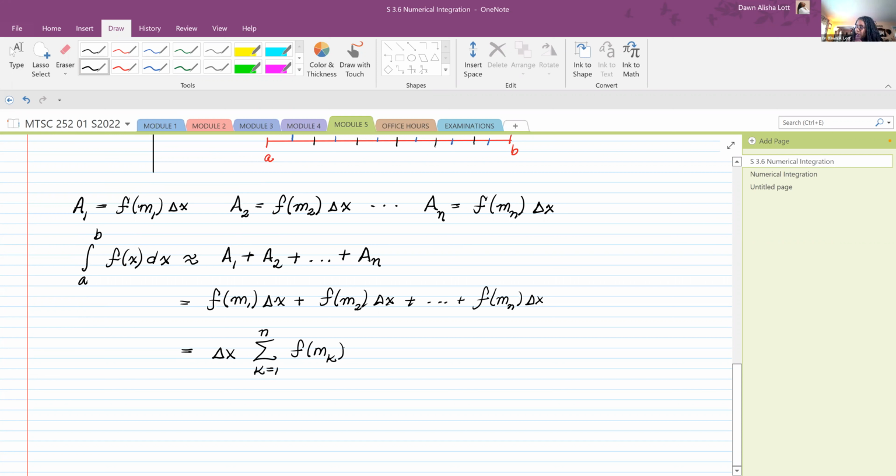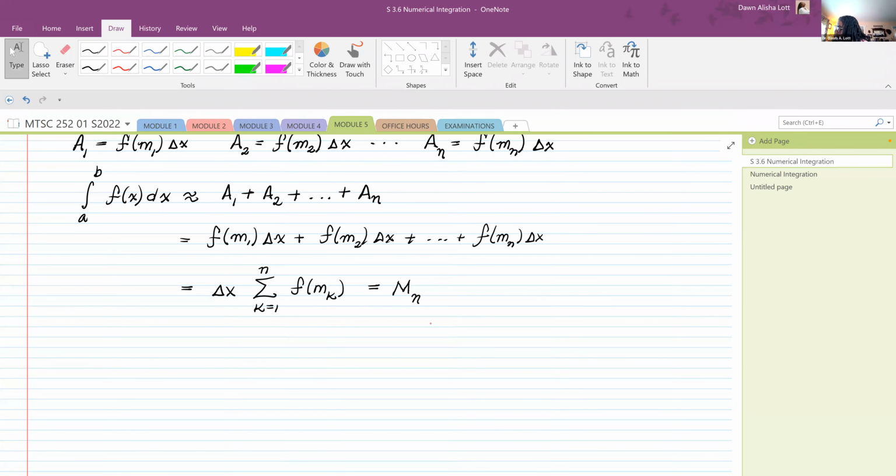All right, so this I am going to call the midpoint approximation Mn. So M stands for the midpoint rule, and n is the number of intervals. Now, the more intervals you divide it into, the better the solution.